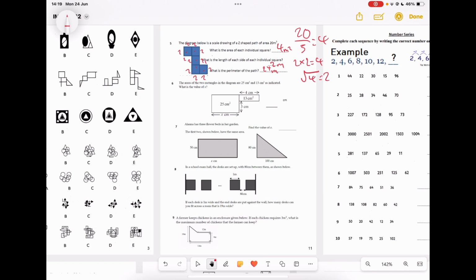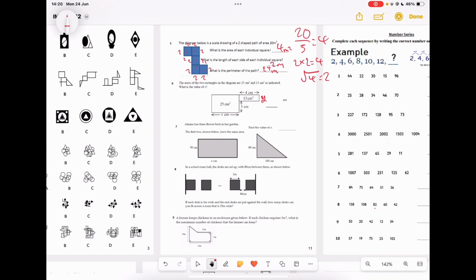And then 6. The area of the two rectangles in the diagram are 25 centimeters squared and 13 centimeters squared as indicated. So what's the value of x? Well, this is problem solving. So what we have to do is find the length of this part, and then using that we add it to 3, and then we do 25 divided by that. So let's call this part y. It's just what we're calling the length.